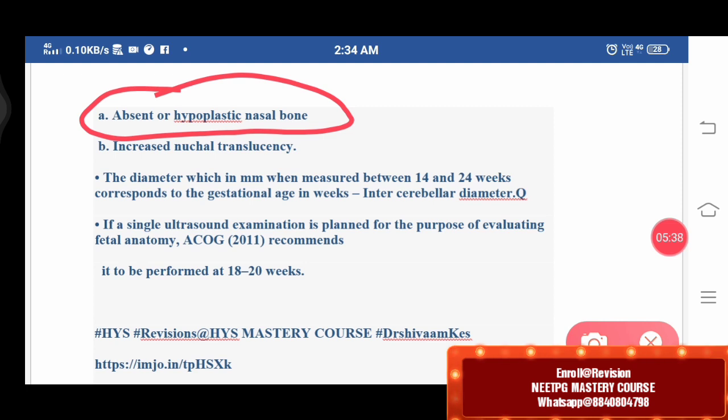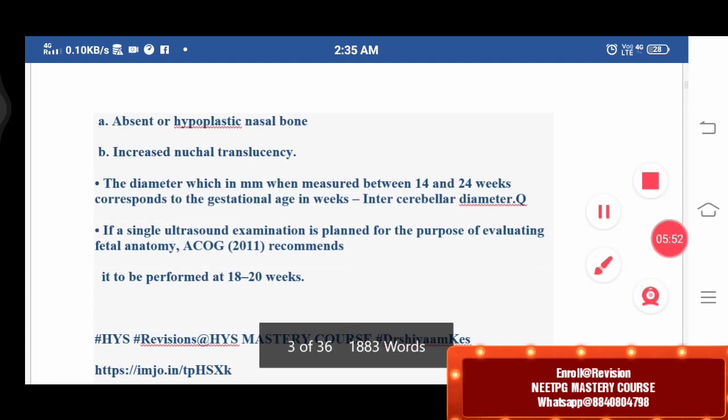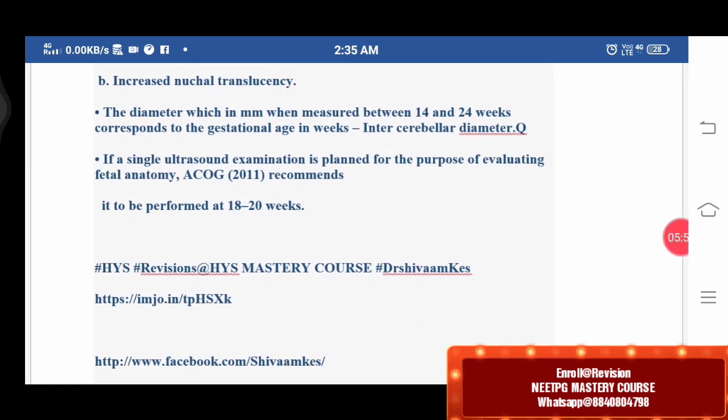Moving to the intercerebellar diameter. This is something a little uncommon, so you should know it: the diameter, which in millimeter when measured between 14 to 24 weeks corresponds to gestational age in weeks, is the intercerebellar diameter. If a single ultrasound is to be planned, so if the question mentions that you have to do a single ultrasound examination for a pregnant lady for evaluating a fetal anomaly, when will you perform it?